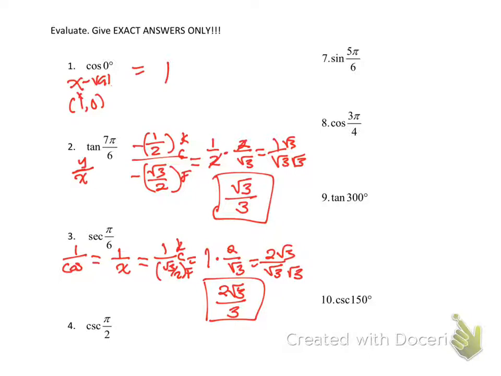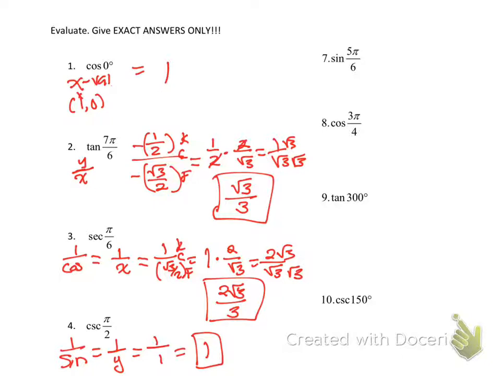Okay, let's look at cosecant. Cosecant is 1 over sine. Well, sine is your y value. So I'm going to do 1 over. I'm going to look at my unit circle, go to pi over 2. I see my y value at pi over 2 is 1. So this is just 1 over 1, which is 1.